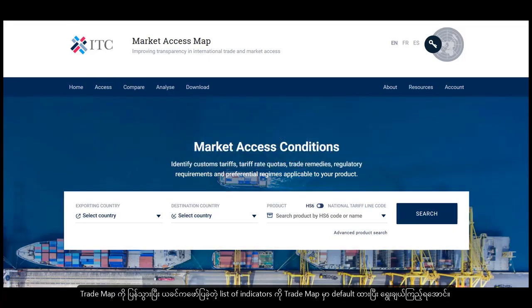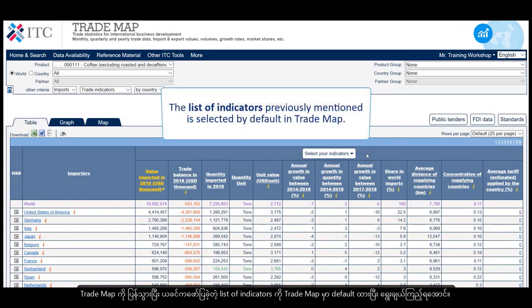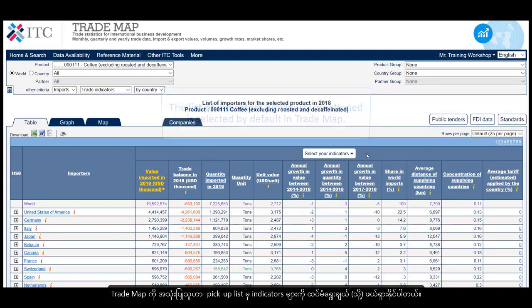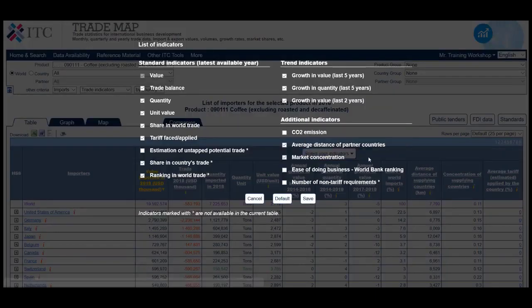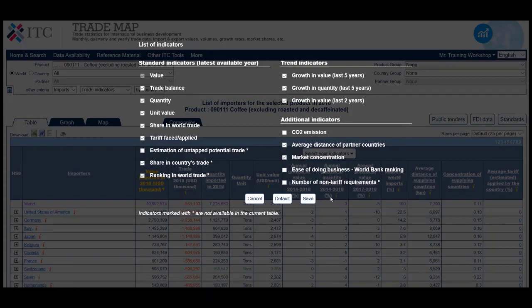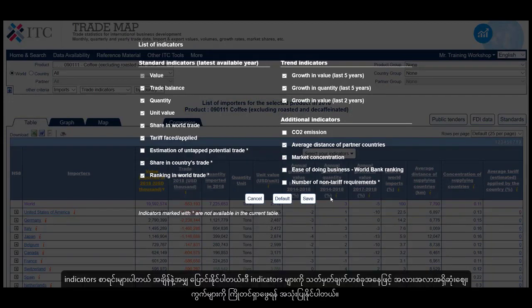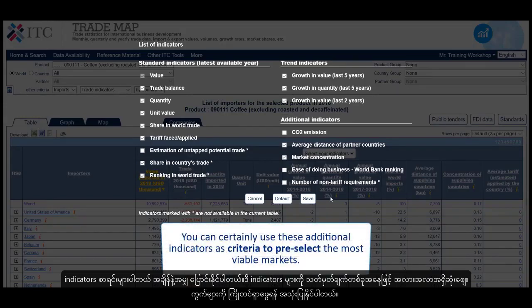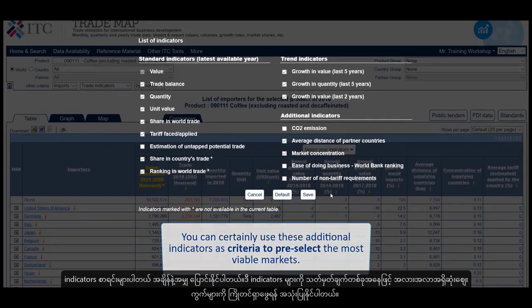Back to TradeMap, the list of indicators previously mentioned is selected by default in TradeMap. The user can add or remove indicators from the pickup list. You need to click or unclick to select or unselect indicators, and then you click on the Save button. This list of indicators can evolve over time. You can certainly use these additional indicators as criteria to pre-select the most viable markets.